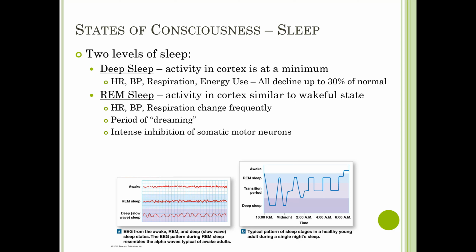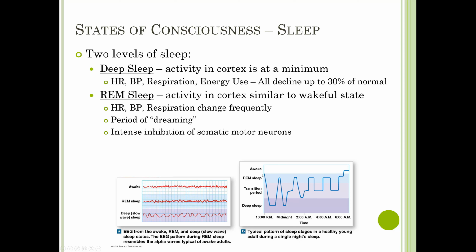So people who sleepwalk, for example, typically have a loss of this inhibition. And if you look at the EEG down here at the bottom, you'll see that during REM sleep, the EEG activity looks very similar to during the awake state. And then during deep, slow wave sleep, it looks very different. And then as you sleep through the night, you actually cycle through these different stages.